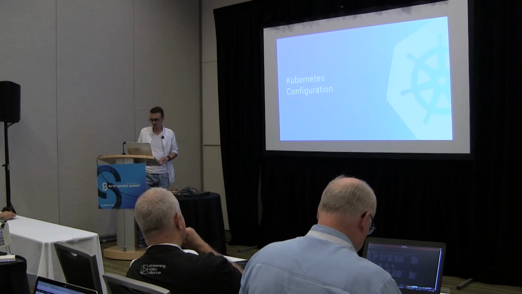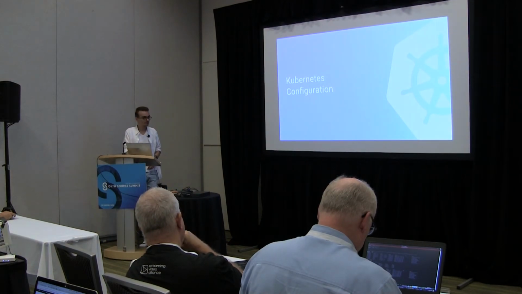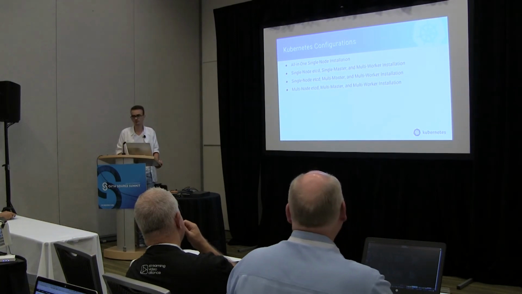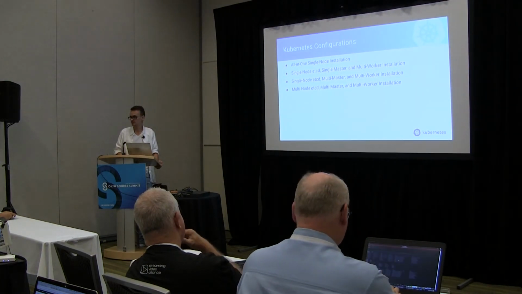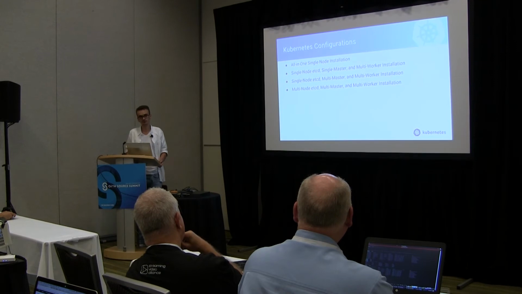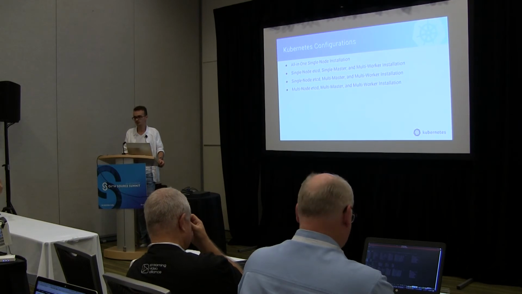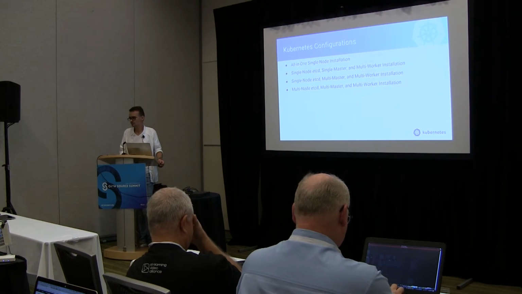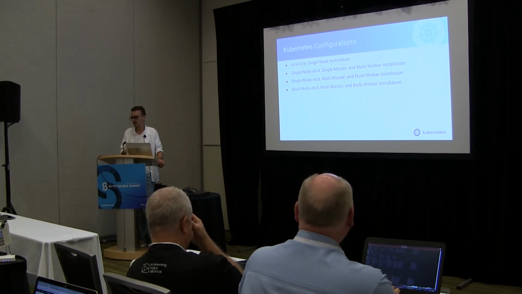So now let's speak about the Kubernetes configurations. As I mentioned before, you can deploy Kubernetes clusters in multiple ways. The easiest way to deploy a Kubernetes cluster is the all-in-one single node installation. It's pretty easy. It doesn't require so much time. It doesn't require so many physical resources. It doesn't require so many cloud computing resources. You simply run everything on the single machine.